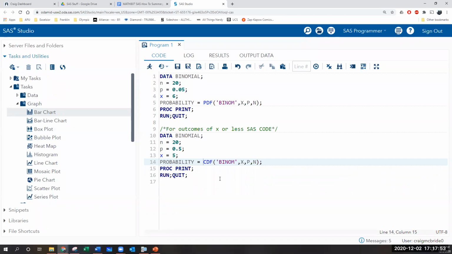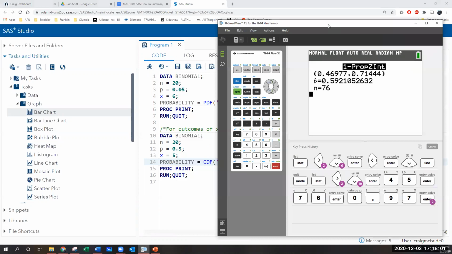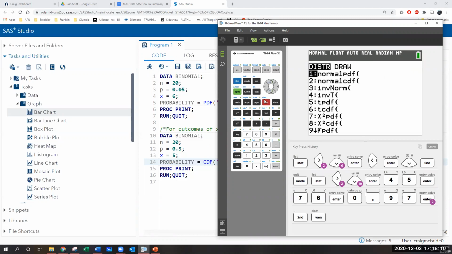And by the way, folks, you can do all of these in a TI calculator super easy as well. So if you don't want to mess with SAS and you have a TI calculator, just go do it in a TI calculator. It's really super easy. You go to second vars, which brings up your distribution. And you go down to binomial PDF if you want to get this one, right? Where it equals something. And binomial CDF for this one.